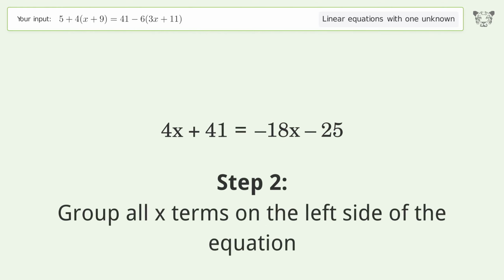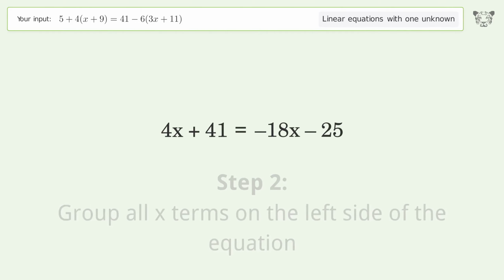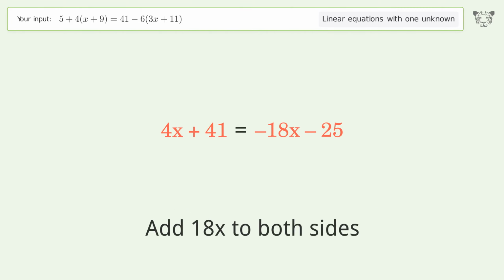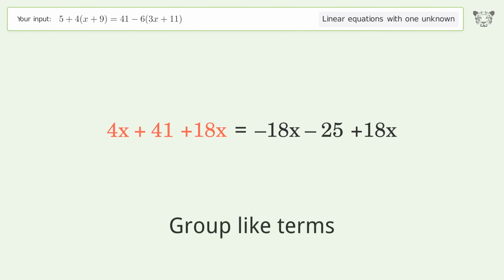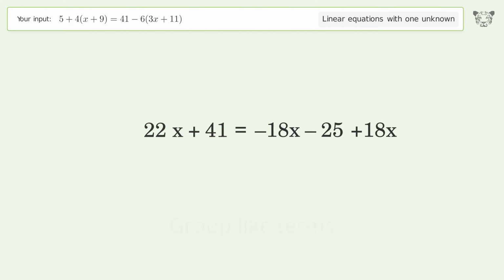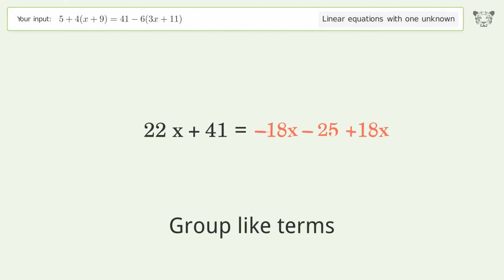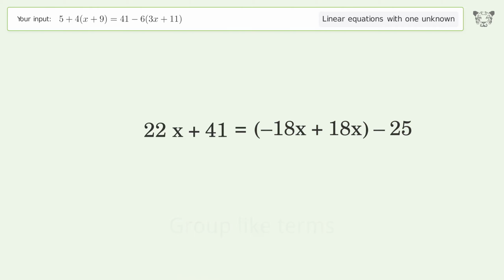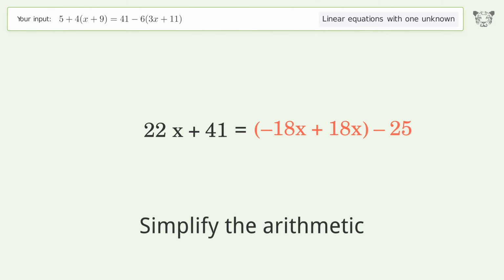Group all x terms on the left side of the equation. Add 18x to both sides. Group like terms. Simplify the arithmetic. Group like terms. Simplify the arithmetic.